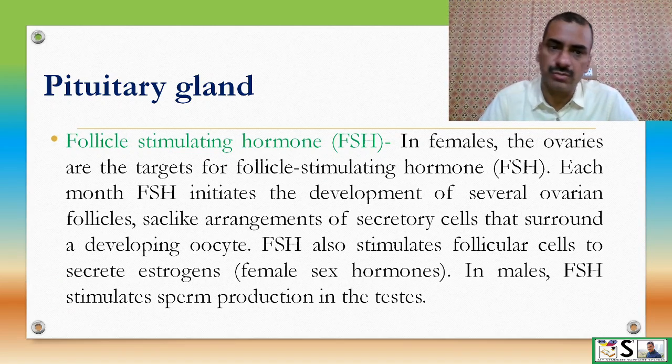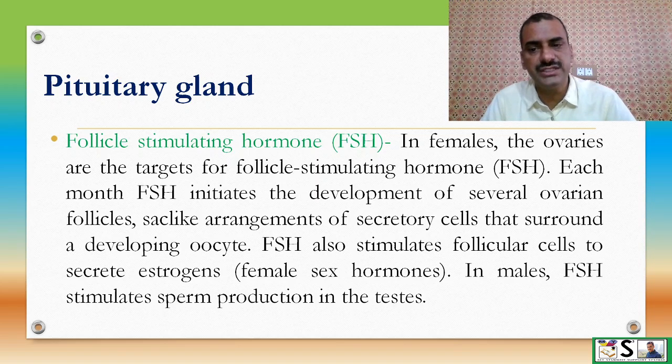Follicle stimulating hormone. In females, the ovaries are the target for FSH. Each month, FSH initiates development of several ovarian follicles, which are sac-like arrangements of secretory cells that surround a developing oocyte. FSH also stimulates follicular cells to secrete estrogens, which are known as female sex hormones. In males, FSH stimulates sperm production in the testes.